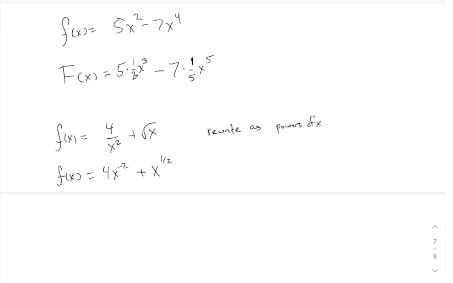And then, so the actual antiderivative now, the 4 stays like it is. And then what happens to x to the negative 2? You increase the power by 1. Remember, that means add 1, so it's negative 2 plus 1, which is negative 1. So the new power will be x to the minus 1. And then you divide by that same new exponent. So it will look like that. That's the negative 2 power. And then plus x to the 1/2 becomes 1/2. I add 1. I got 3/2. And then out front, I divide by 3/2, which looks like this. All right, so that's the antiderivative of this one.